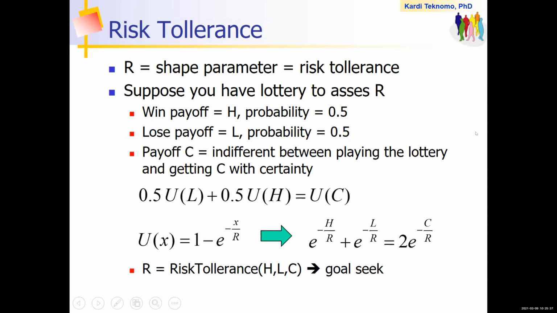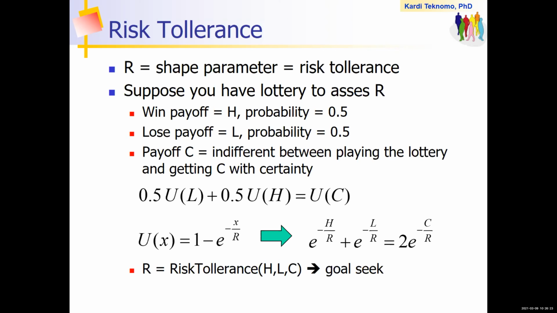Now the question here is, how do I calculate the risk tolerance? If you want to get the risk tolerance, think about it as having a lottery. The win payoff is 8 with probability 0.5. The lose payoff is L with probability 0.5. Now, you have a payoff of C when you are indifferent between playing the lottery or getting C with certainty.